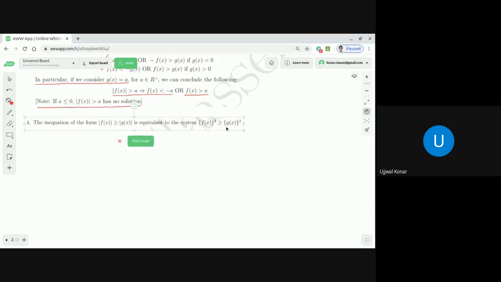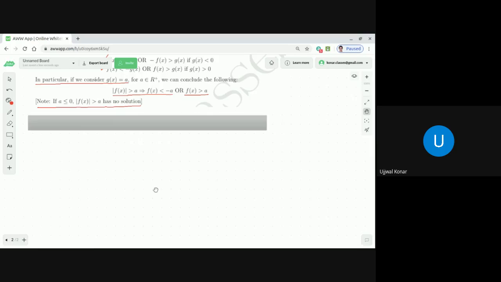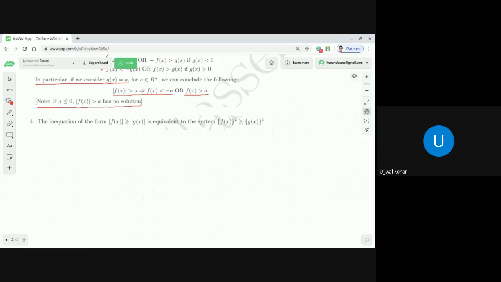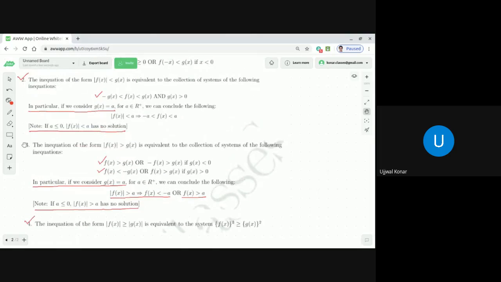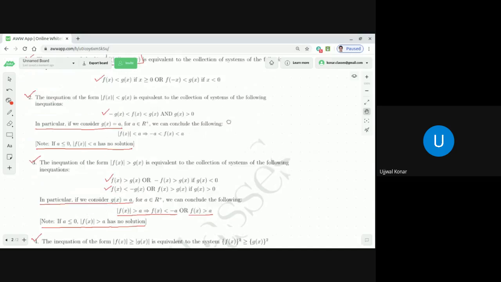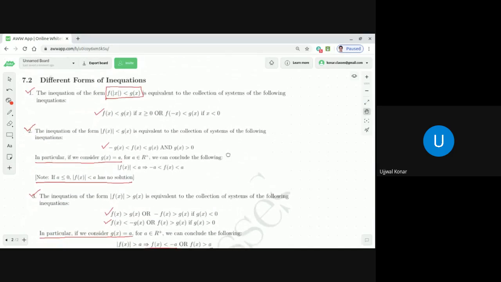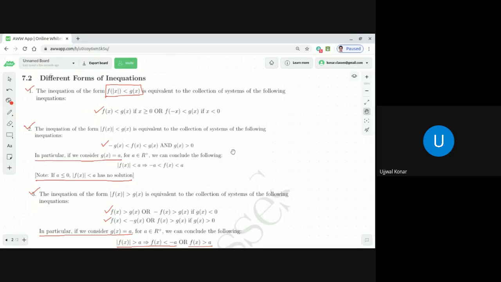So when you see that mod of fx is greater than or equal to mod of gx, it is equivalent to the system that fx whole square is greater than or equal to gx whole square. This is the guideline we should follow when we see mod of fx is greater than or equal to mod of gx. If you see, dear students, apart from these four cases, there are no cases left where we are dealing with different forms of inequations involving modulus.